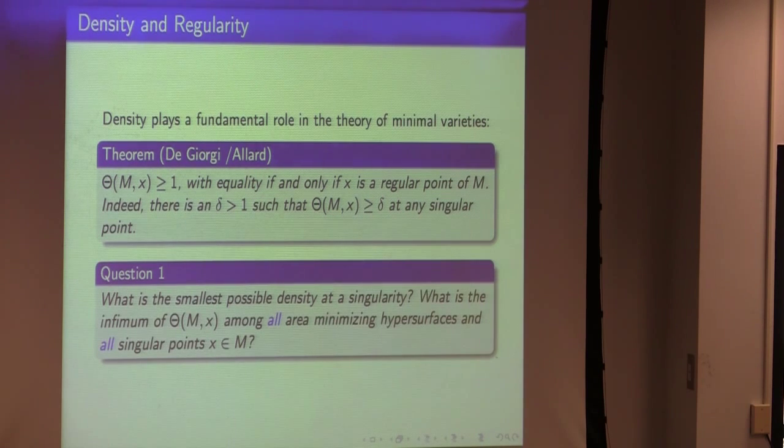And I say, if you work over all dimensions and so forth, it's not even clear there is a minimum, so it's attained. So the precise question would be, what's the infimum of densities of area minimizing hypersurfaces at singular points? What's the least possible density of any area minimizing hypersurface at any singular point? Okay. And again, you could ask this about other categories of minimal surfaces. You don't have to ask about hypersurfaces. If you ask about more general things, you might get a different answer.